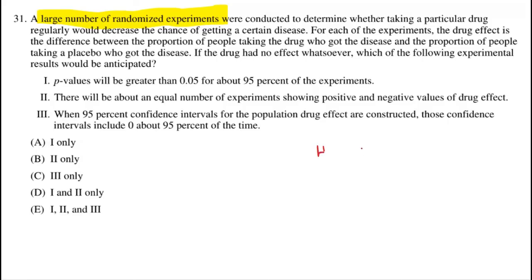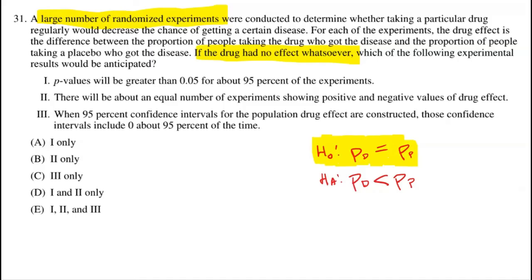Now, let's just say we were conducting a test here. The null would be that the proportion of people who took the drug and got the disease is equal to the proportion of people who took the placebo. So these would be the people who took the drug, these would be the people who took the placebo, and there's no difference whatsoever. And the alternative would be that the proportion of people who took the drug who got the disease is less than the proportion of people who took the placebo and got the disease, showing that the drug worked. But it's important to note that it said if the drug had no effect whatsoever, which means that the null is true. And that is that there's no difference between the proportion of people who got the disease on the drug and the proportion of people who got the disease on the placebo.